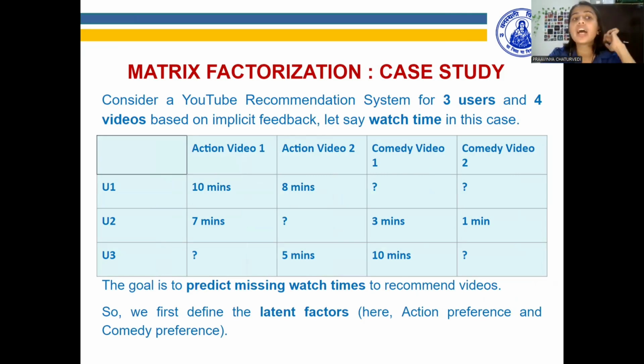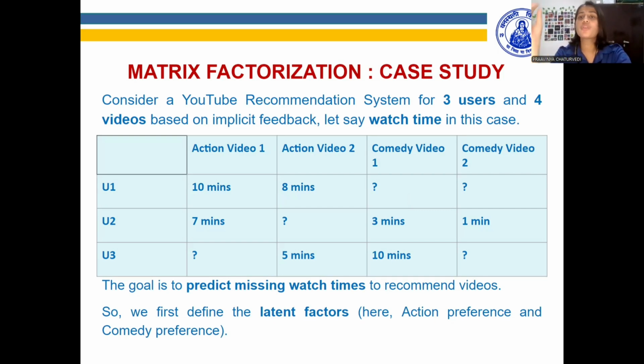Now we observe that not every user has interacted with every video, which is why we have these missing question marks over here. And our goal is to predict these missing question marks. So these missing question marks are basically the missing watch time. Let's also consider that in this example, all the three users have just created a YouTube account. That is, they have no previous past history and they have not watched anything yet. So user 1 has watched 2 videos, action video 1 and action video 2, and has not watched any other video, and same for the others.